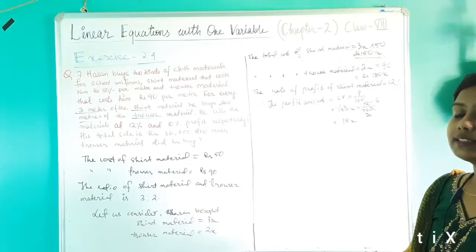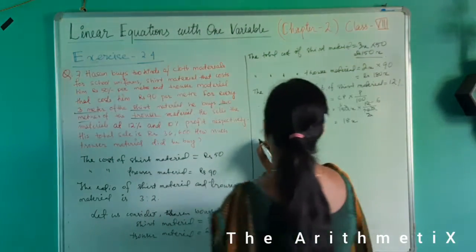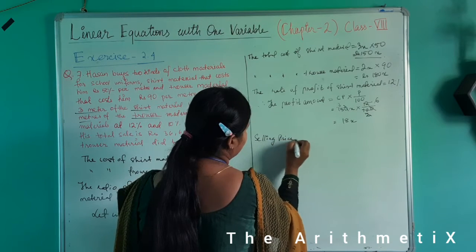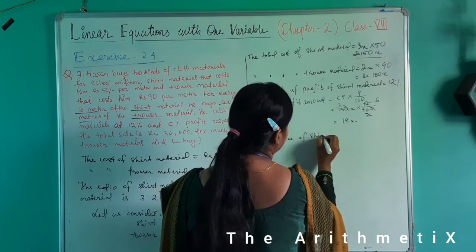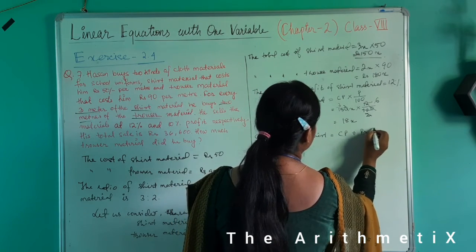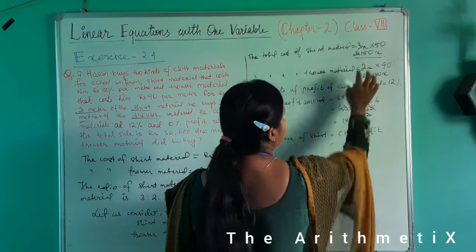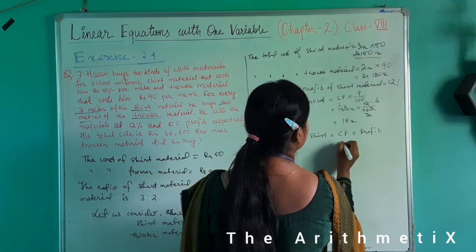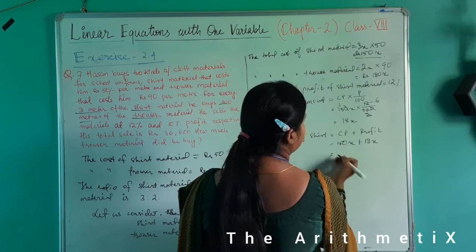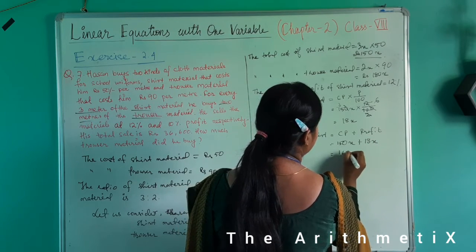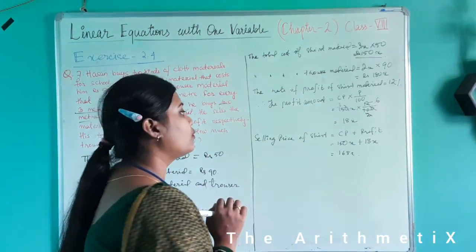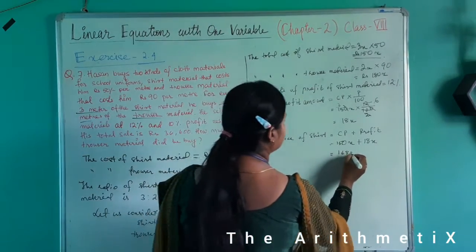So what is the total selling price of shirt? Selling price of shirt equals CP plus profit. CP is 150x plus profit 18x. This is 168x. So the selling price of shirt material is 168x.